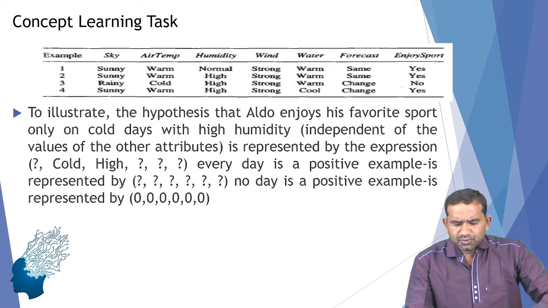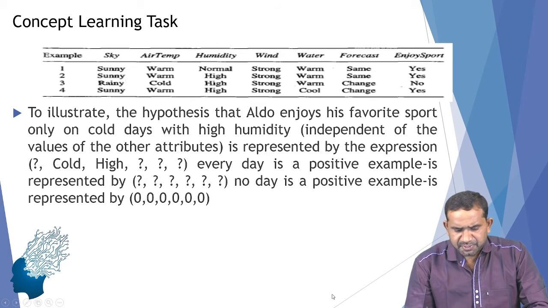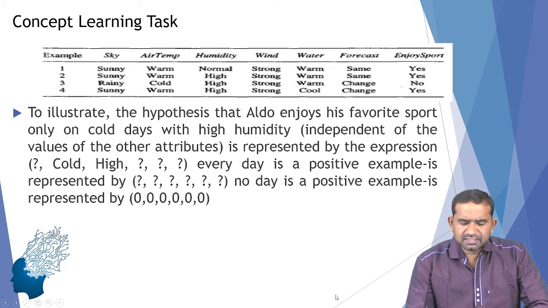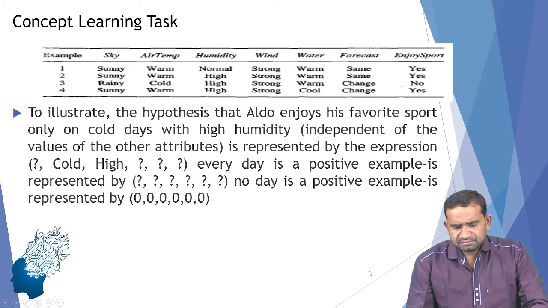To illustrate the hypothesis, Aldo enjoys his favorite sport only on cold days with high humidity, independent of the values of the other attributes. This is represented by the expression: question mark, cold, high, question mark, question mark. Here there are 6 attributes.